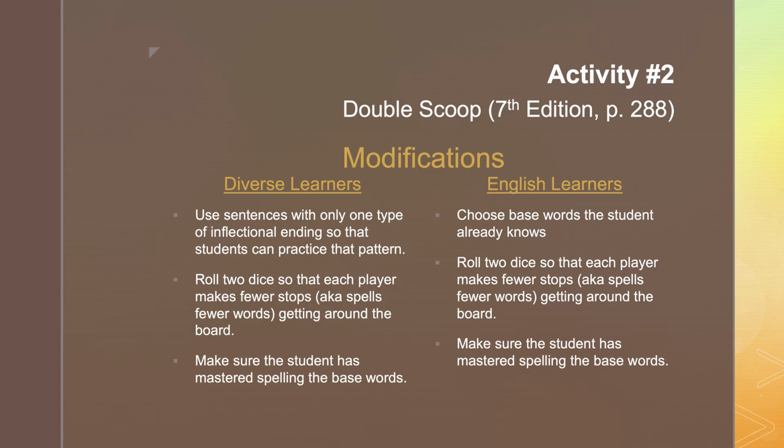For English learners, similarly, you want to make sure that they know the base words, that you choose base words that they already know, and that they have mastered the spelling of those base words so that that's not a point at which they are struggling, but then they can focus on those inflectional endings. And then also using 2 dice instead of 1 so that they make some fewer stops, but they still get practice spelling words as they go around the game.